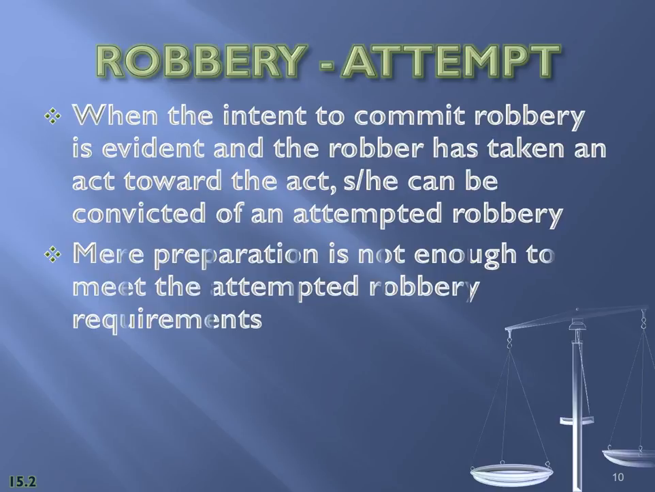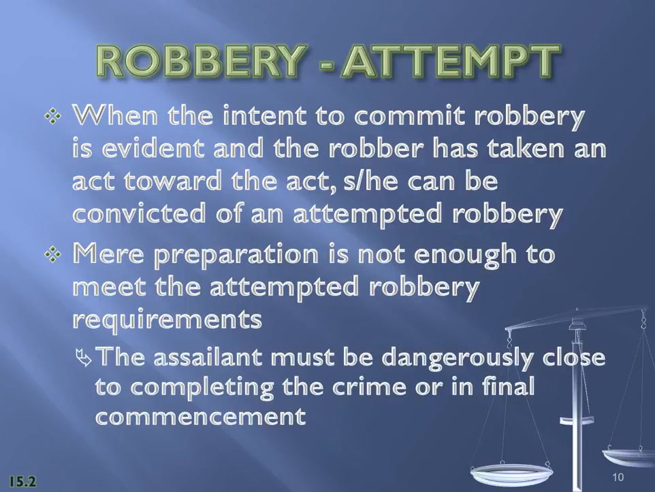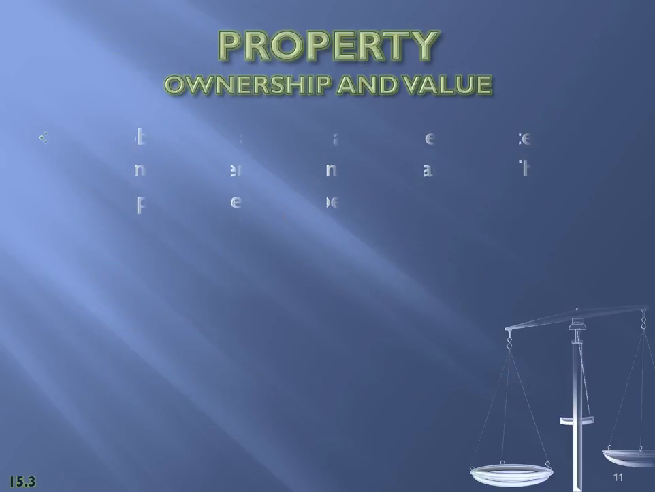Well, what about attempts? And how does that fit into the equation here? Well, when the intent to commit robbery is evident and the robber has taken an act towards the offense, he or she can be convicted of attempted robbery. Now, mere preparation is not enough to meet the attempted robbery standard. The suspect or assailant must be what they call dangerously close to completing the crime, or in the final commencement. Okay, but just mere preparation is not really going to be enough to meet the elements of robbery.